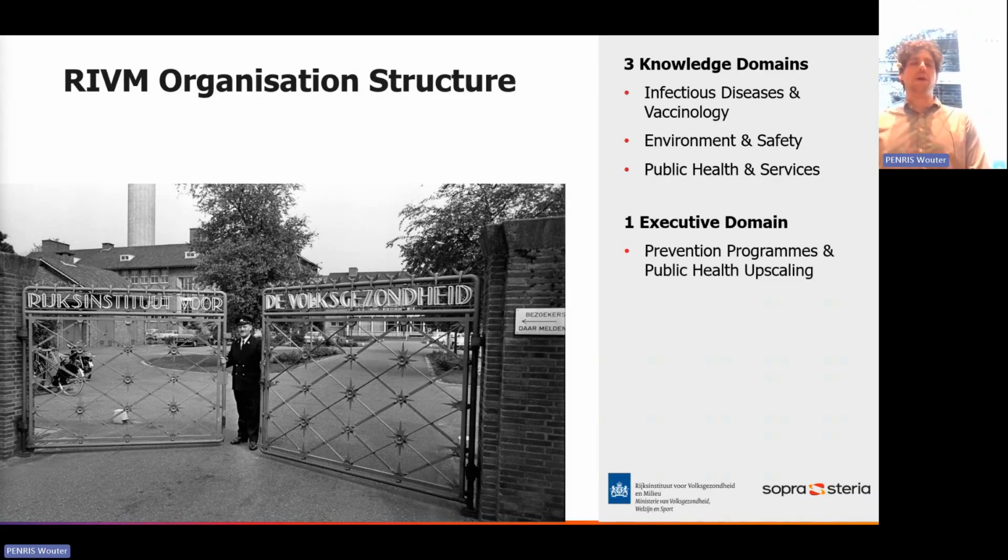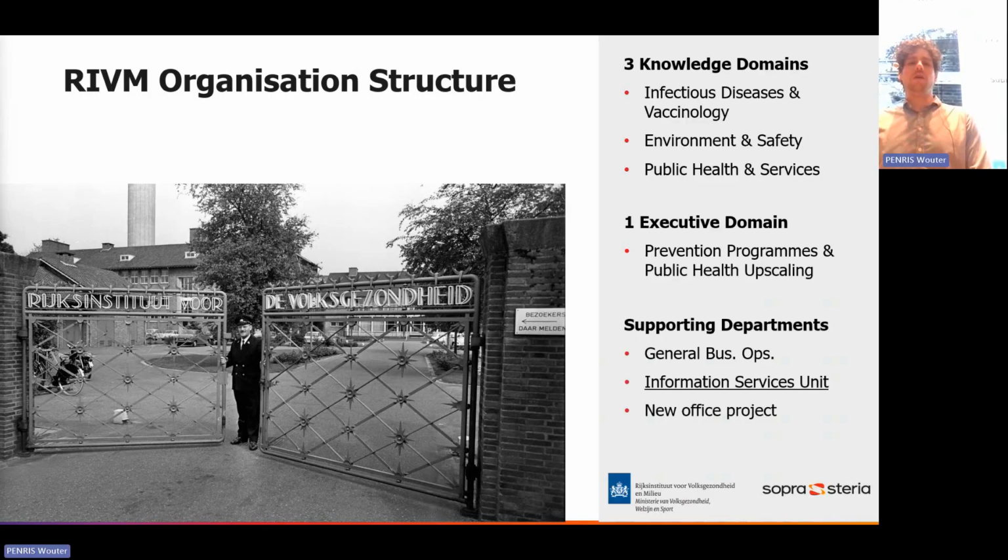Then there's one executive domain, and this is all about prevention programs and public health upscaling. This was created, I think, after COVID to be better prepared for if something happens after COVID, so that everything goes a bit smoother. And then finally there's some supporting departments which we are a part of. Specifically, we're part of the information services unit, which is basically everything that's related to IT. So that's also us.